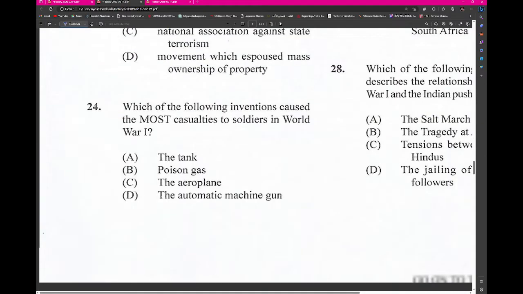Right? Which of the following inventions caused the most casualties in World War I? Probably would be poison gas. Or would it be the tank? We could dispute that.